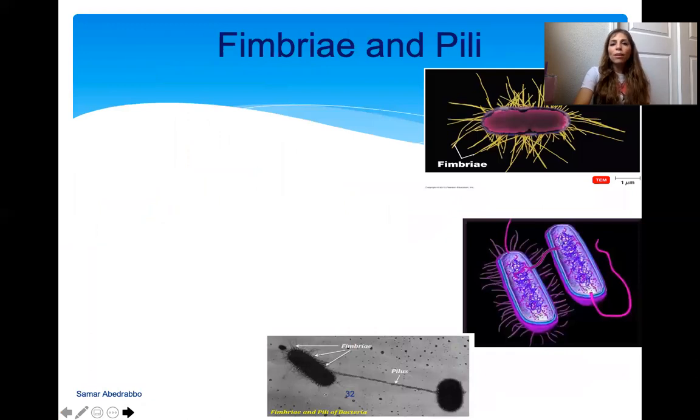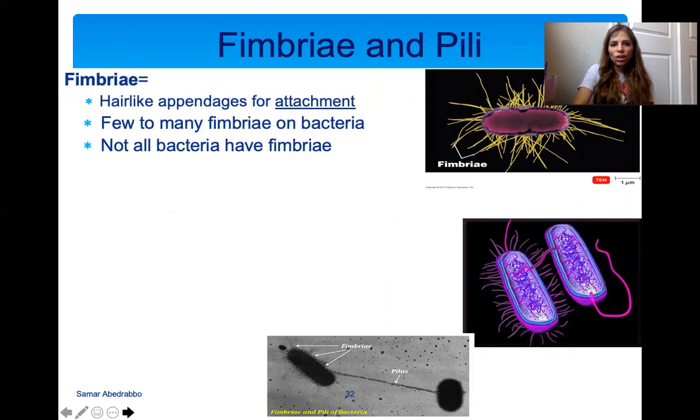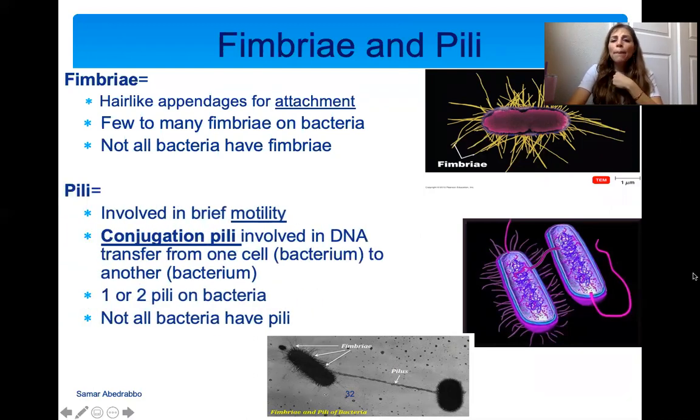Okay, and now we're going to talk about fimbriae and pili, which are also important prokaryotic cell structures. Fimbriae are small, tiny hair-like structures that we see on some prokaryotic cells, and they're important for attachment. Not all bacteria have fimbriae, but if they do, it helps them attach to surfaces and also helps them stick to each other. Pili are also little hair-like appendages, and pili are important a little bit for motility.